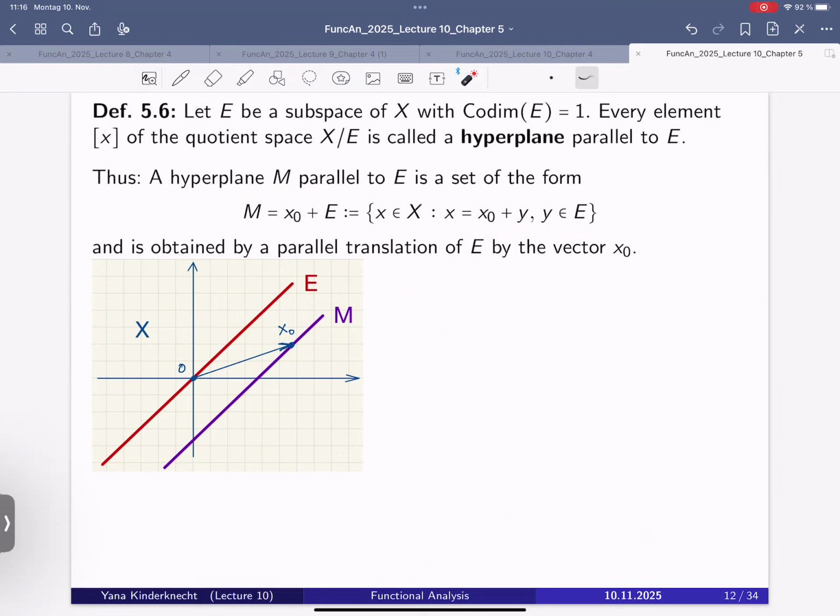Excuse me, do we take x0 not from E, or can we take x0 to be any vector? Well, if you take x0 in E, it is also okay, but then the hyperplane will be trivial. It will coincide with E. So that's it. Of course. Thank you.